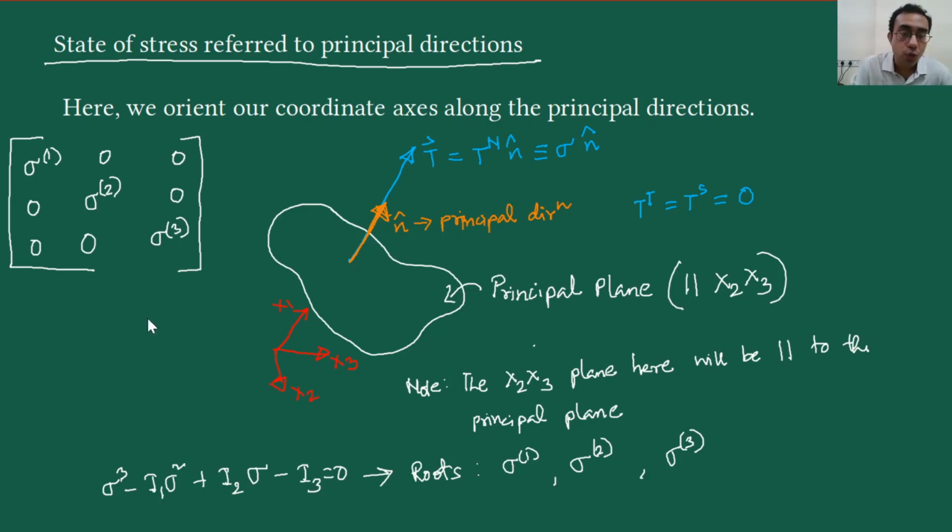If you are free to choose your coordinate axes, and you happen to orient them along the principal directions, then you see how nicely this has shaped up. Only the diagonal elements are present, and the off-diagonal elements are all 0. So this is a rather short topic, but an extremely important one as far as your understanding of the whole principal stresses concept is concerned.